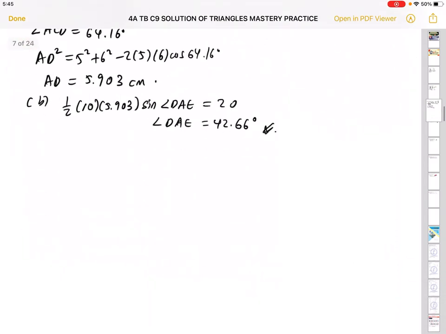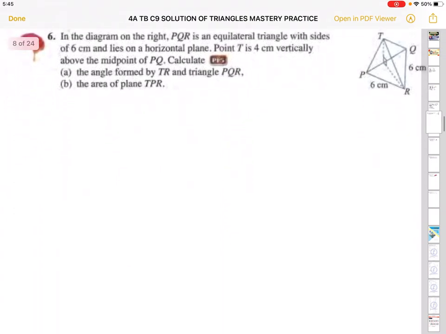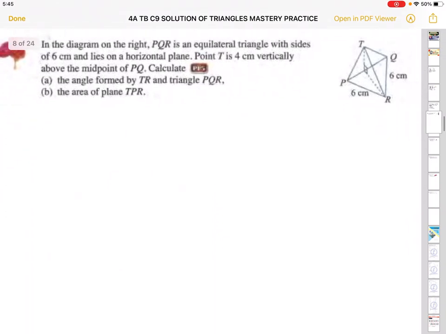Question number 6. Okay, now this one is a little bit challenging. You have a base of an equilateral triangle with a side length of 6 cm, and it lies on the horizontal plane. So let's draw out the base. It looks like this. This is triangle PQR. Equilateral means all angles must be 60 degrees, right? Okay, then they say point T is 4 cm vertically above the midpoint of PQ.